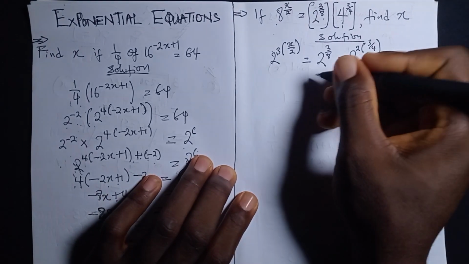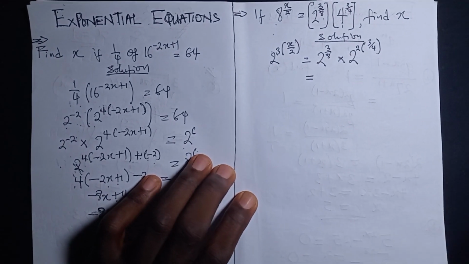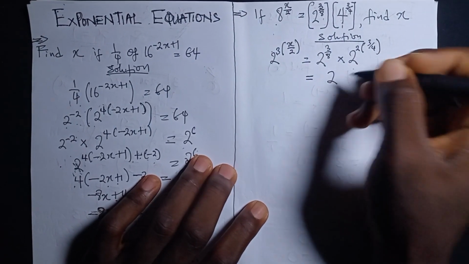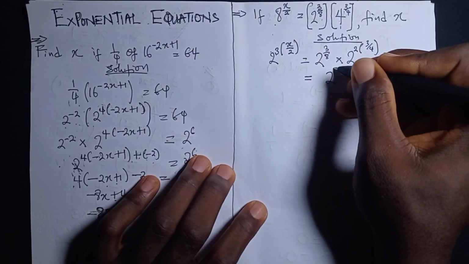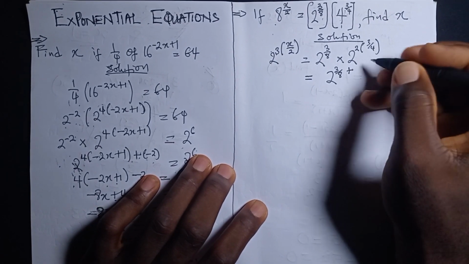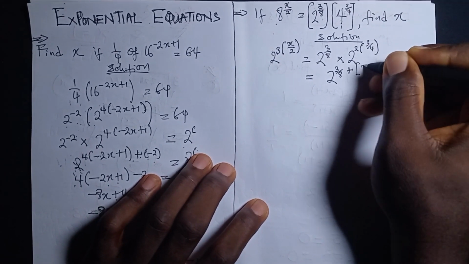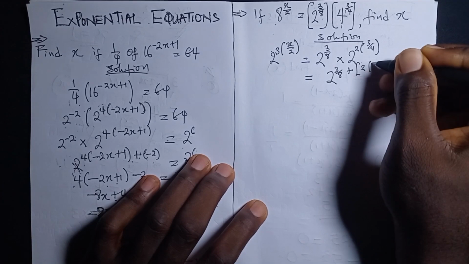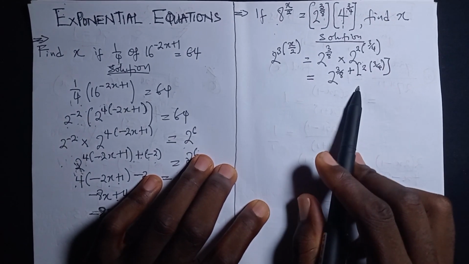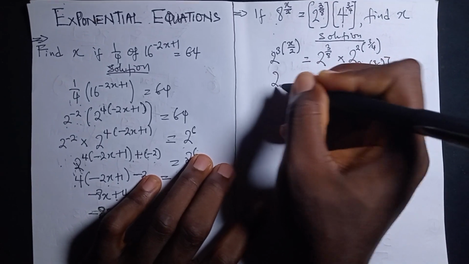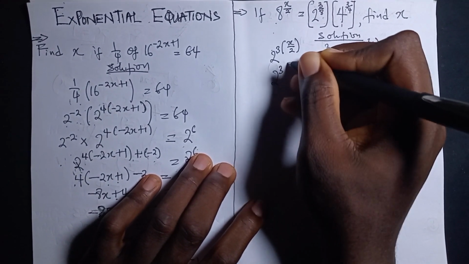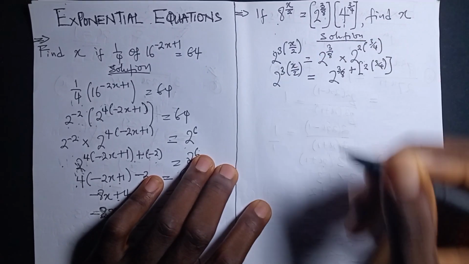So now, if we apply the first law of indices, the multiplication law here, we arrive at this: 3 over 8 plus 3 over 4. So here still remain 2 whole number, 2 raised to the power 3 over 8 over 2.